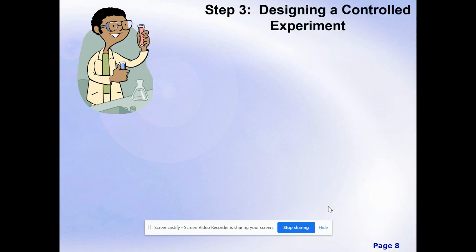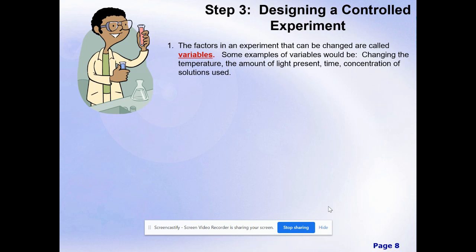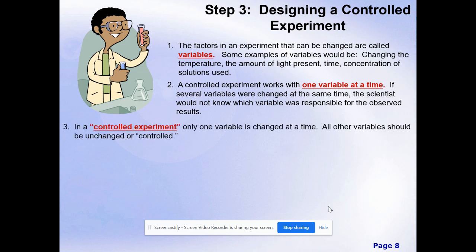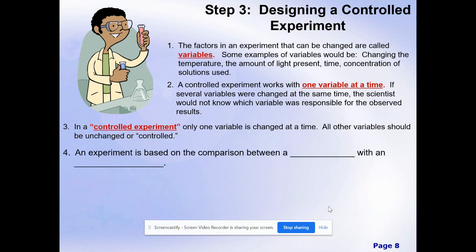Step number 3, designing a controlled experiment. The factors in an experiment that can be changed are called variables. Please make sure you write that on the line. Some examples of variables would be changing the temperature, the amount of light present, time, concentration of solution used. Controlled experiments work with one variable at a time. If you change several variables, the scientists would not know which variable was responsible for the results. In a controlled experiment, only one variable is changed at a time. All other variables should be unchanged or controlled.